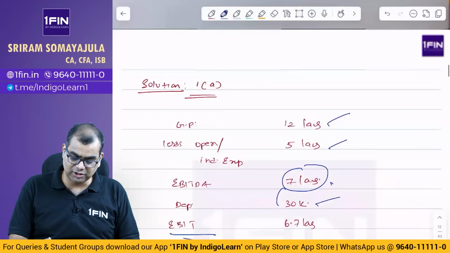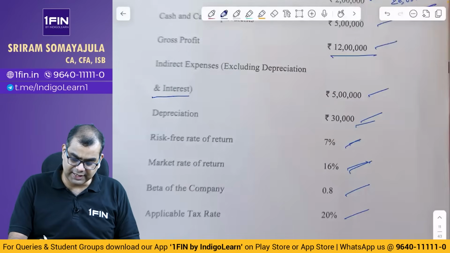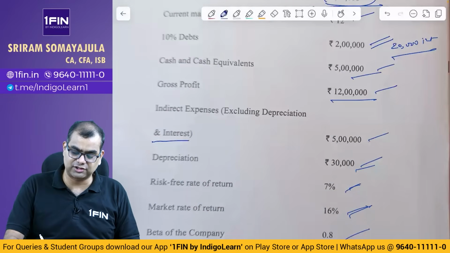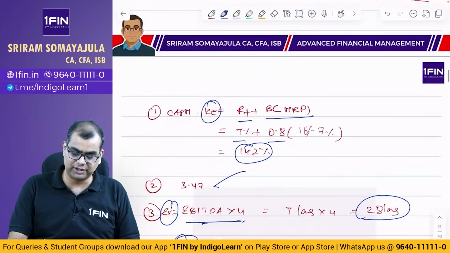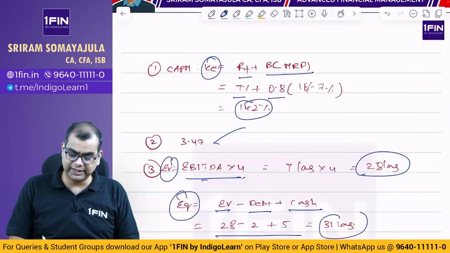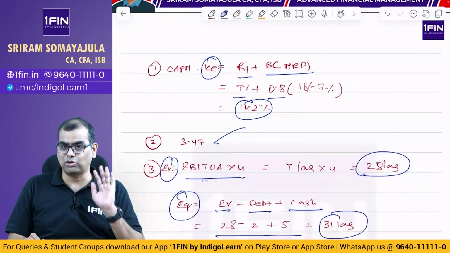Why minus 2 plus 5? Because they have given debt is 2 lakhs and cash is 5 lakhs. So minus 2 plus 5. This is the formula. If you do not remember, please go ahead and have a look. So your equity value will be 31. Yahan tak okay, no problem.